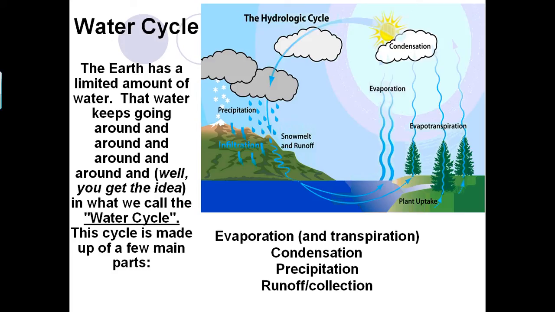We have evaporation or transpiration. Evaporation is when water goes from a liquid to a gas and evaporates into the air. Condensation, where our water condenses back to form clouds. Precipitation, where the water is released from the clouds back down to the earth. And runoff or collection, where the water or snow, sleet, or hail goes back and runs across the land, leading back into the ocean. We're going to break down each one of these parts, so make sure in your notes that they are very detailed with these four main parts.